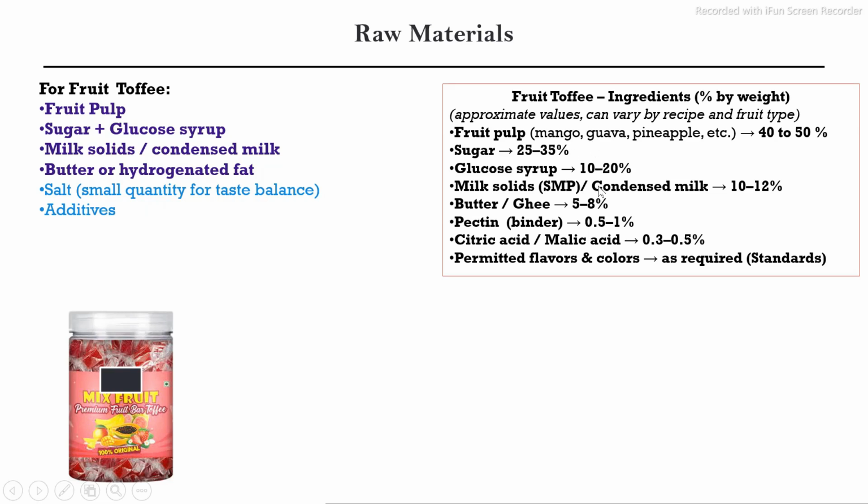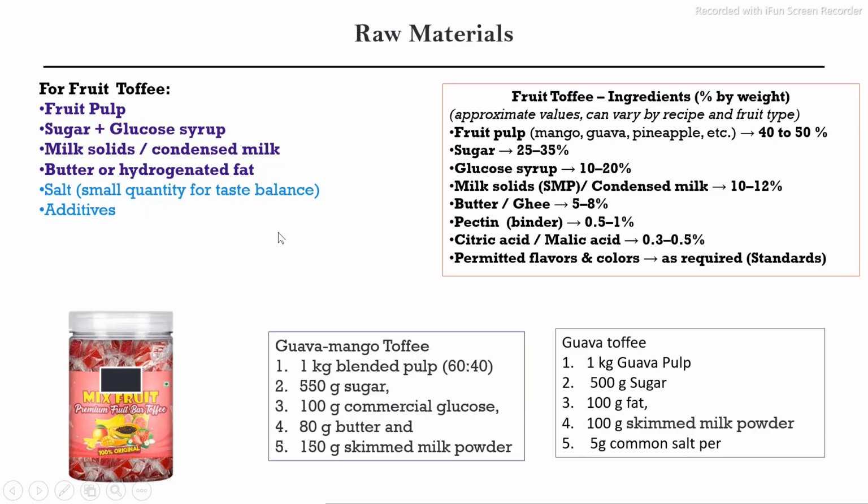These are the general percentage requirements for the preparation of different types of toffees. These are two examples: the preparation of guava mango toffee and the preparation of guava toffee. For the minimum requirements, the proportions of the ingredients are given depending on the quantity of the pulp with respect to the remaining ingredients.